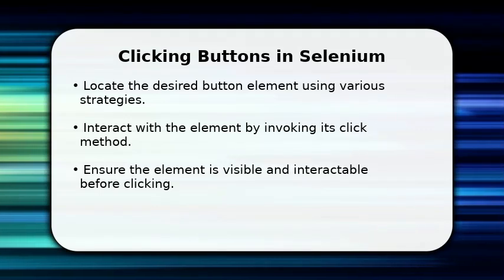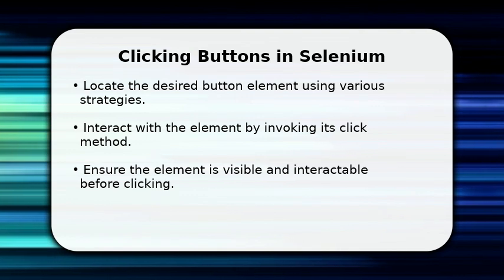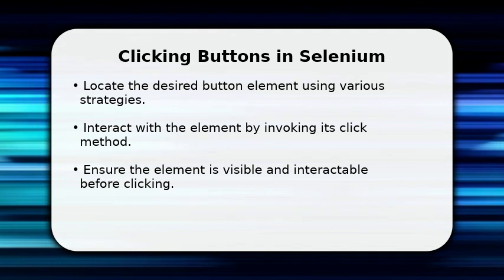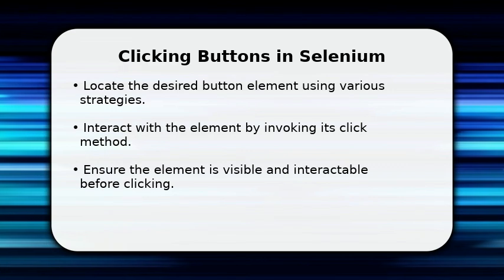In this video, I will explain how to click buttons in Selenium Python. First, you need to locate the specific button element you wish to interact with. Selenium offers several powerful methods for finding elements, such as by ID, class name, or XPath. Once located, you can then perform the click action. It's crucial to ensure the button is fully loaded and visible on the page before attempting to click it, preventing potential errors and ensuring smooth automation.